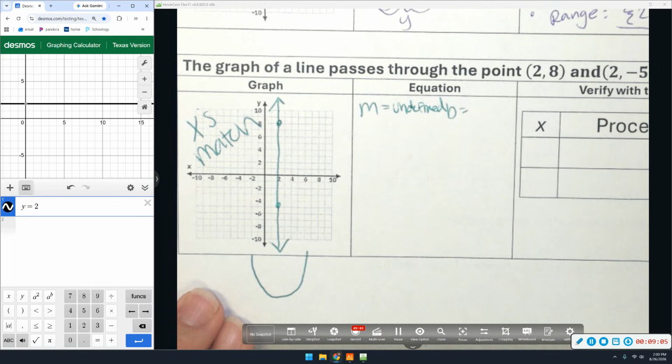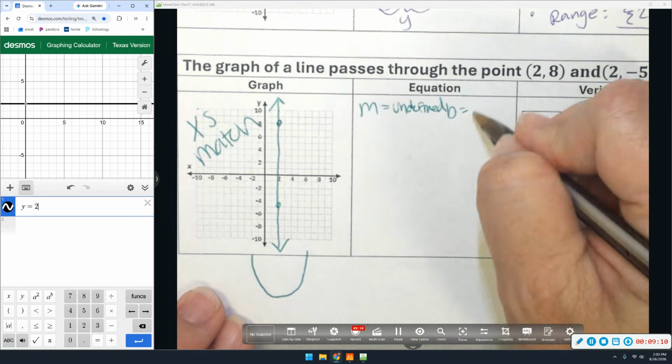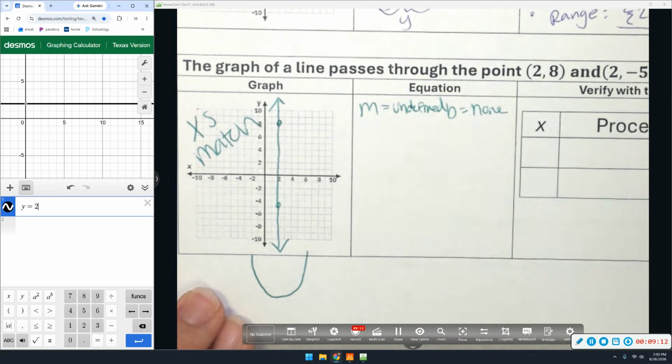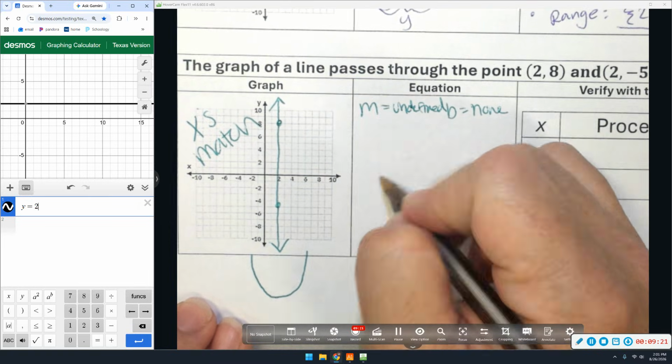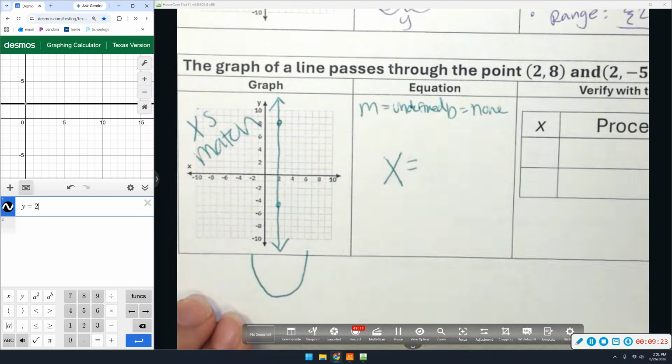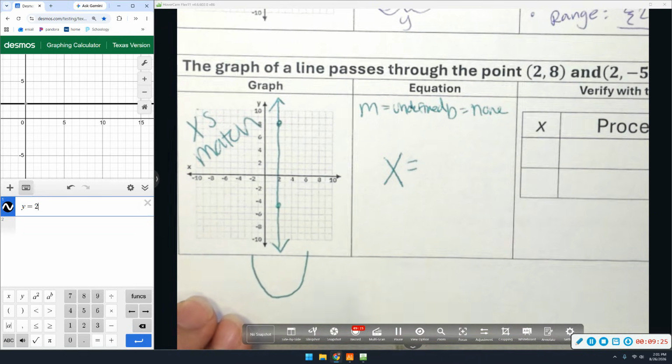Okay? And then b, does this ever touch the y-axis? No, so there is none. I can't even put 0 because if you put 0, you're telling me it touches right here. So if it has no slope and no y-intercept, I can't write a y equals mx plus b equation. So we write an x equals equation. X equals what? What does x equal for both? 2.